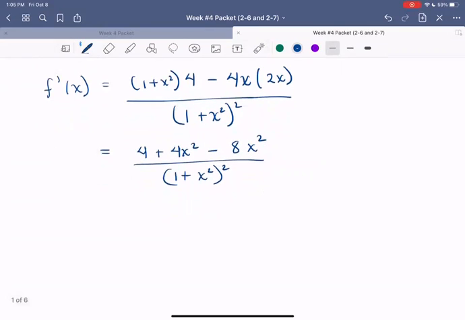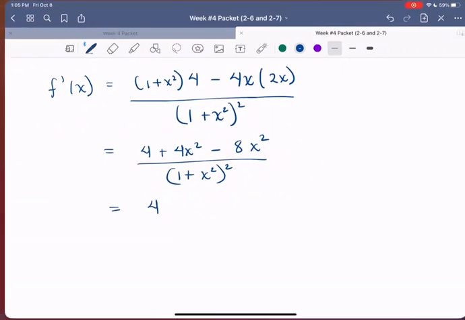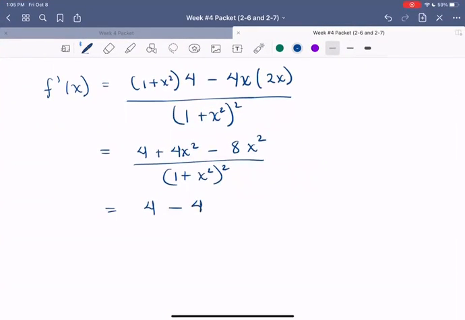So now are there any like terms that we can combine? Yep, we have a term 4x squared and 8x squared. So we can combine those like terms. And we are left with 4 minus 4x squared. And that's just because 4x squared minus 8x squared gives us a total of negative 4x squared, over (1 plus x squared) squared.